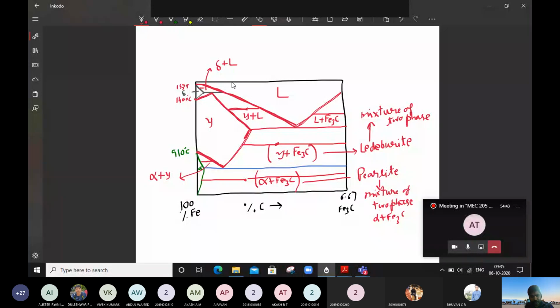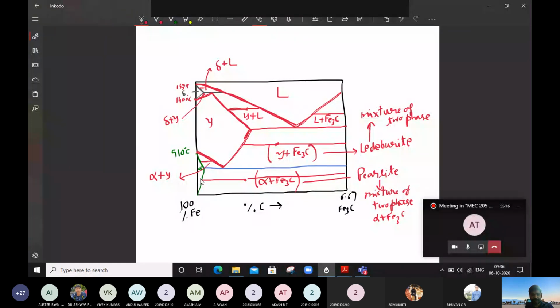Okay. Now, I ask what will be the phases present in this region? If you can see my cursor, what are the phases present in this region? Delta plus gamma. Delta plus gamma, correct. Good. Now you people are getting it. So here we have delta plus gamma. Now you can see every phase is labeled.